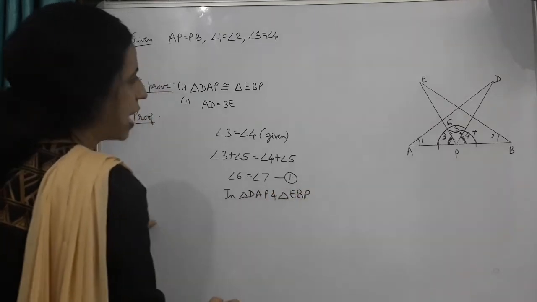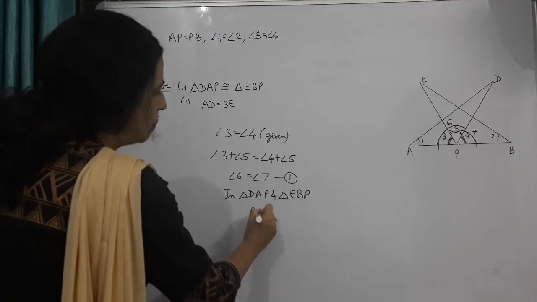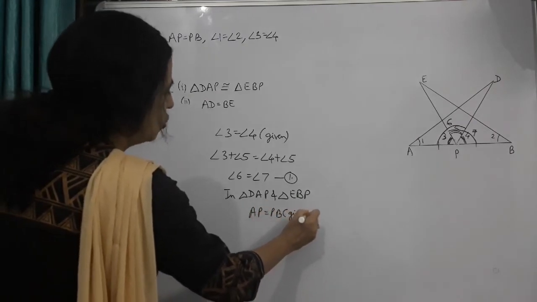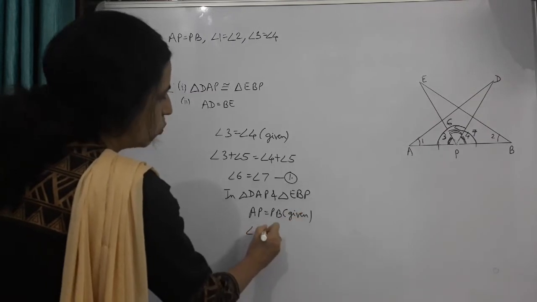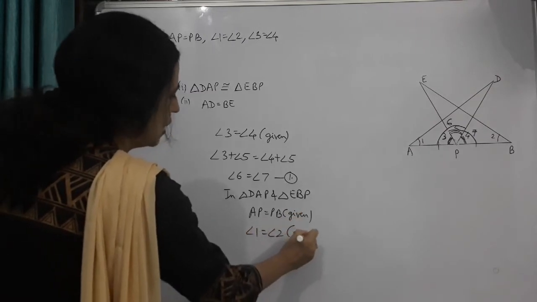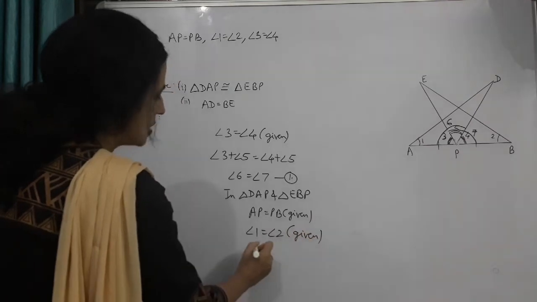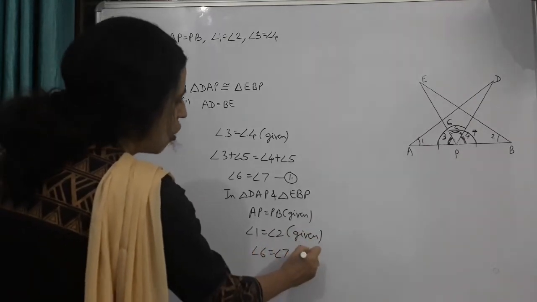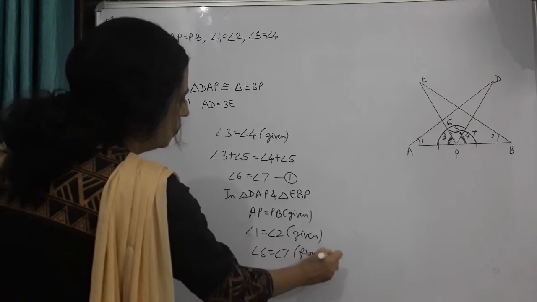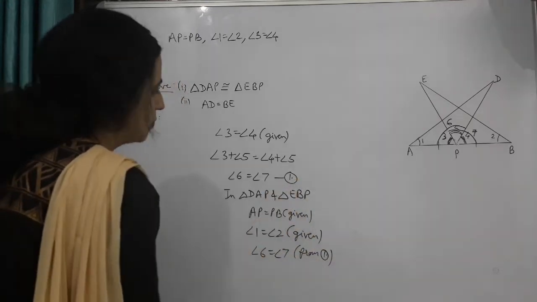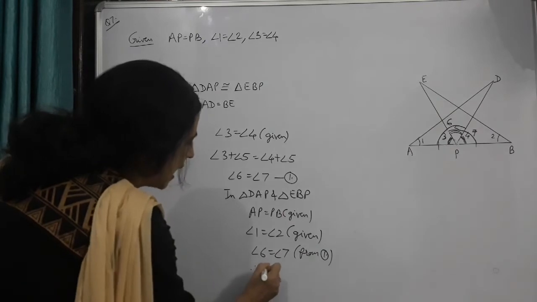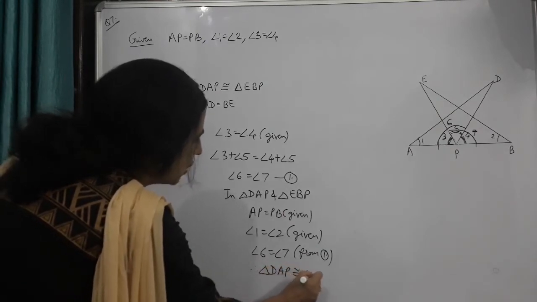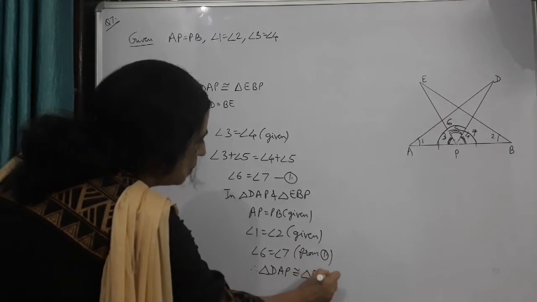In both these triangles we have AP is equal to PB. This is given to us. We have angle 1 is equal to angle 2. This is also given to us. And we have angle 6 is equal to angle 7 from equation 1 over here. So we can say that triangle DAB is congruent to triangle EBP.